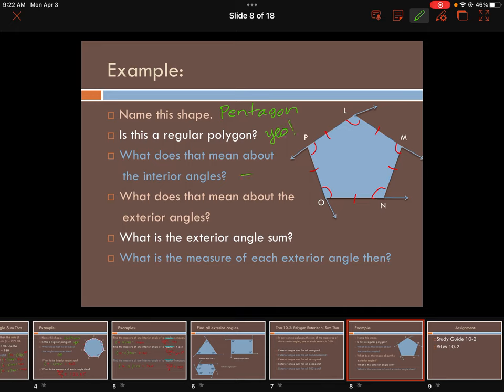What does that mean about the interior angles? They're congruent. What does that mean about all of the exterior angles? They're also congruent to each other. What is the exterior angle sum? 360. What would the measure of each exterior angle be then? Well, if you know all 5 of them are the same and they add up to 360, what is 360 divided by 5? If this is a regular shape, every exterior angle is going to be 72 degrees.